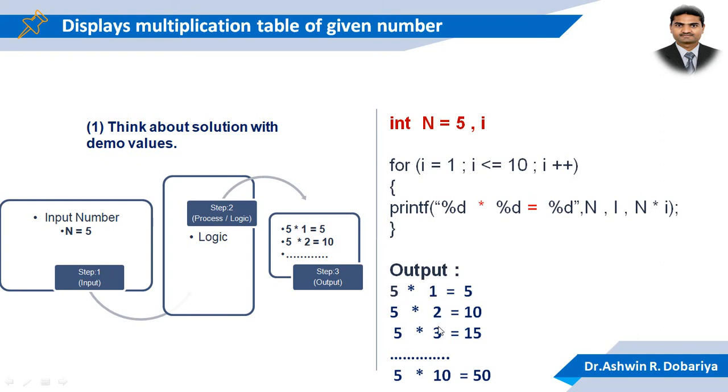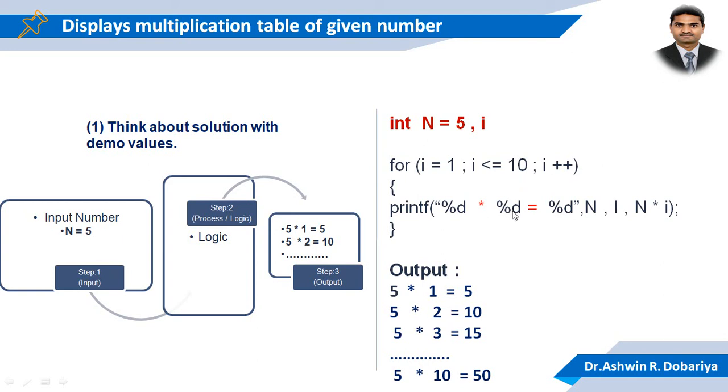Now 1, 2, 3 up to 10. These numbers we can fetch from the counter variable, because we know that when the loop executes the first time, i is 1. Then when it executes the second time, i becomes 2, then 3, 4, 5. So the numbers 1 to 10 we can get from the counter variable. So in place of the second %d, we will display the value of i.